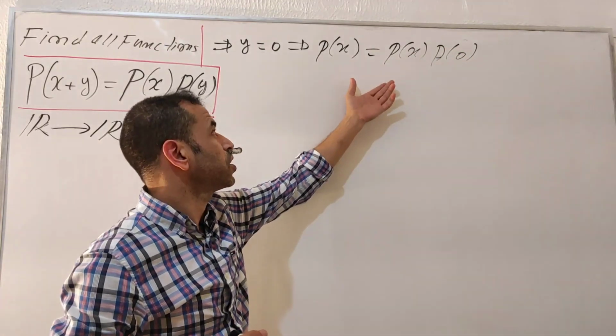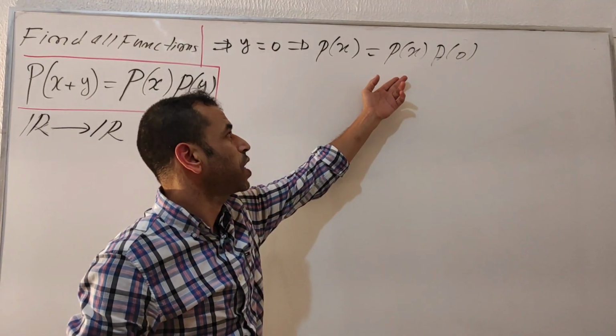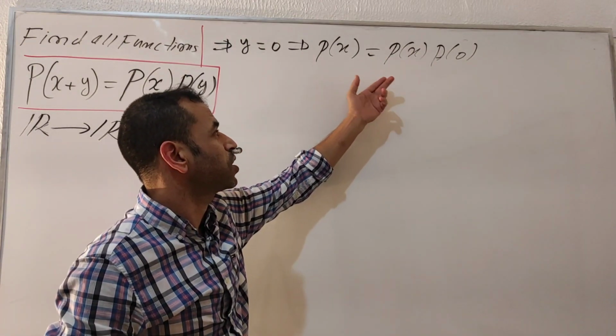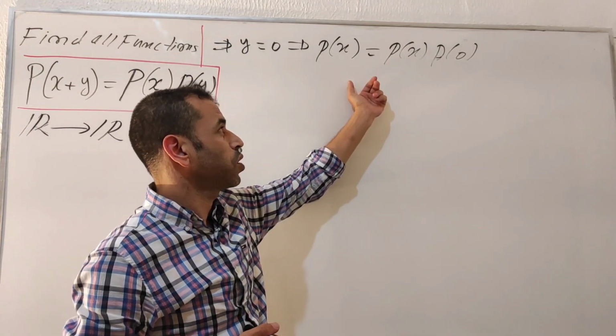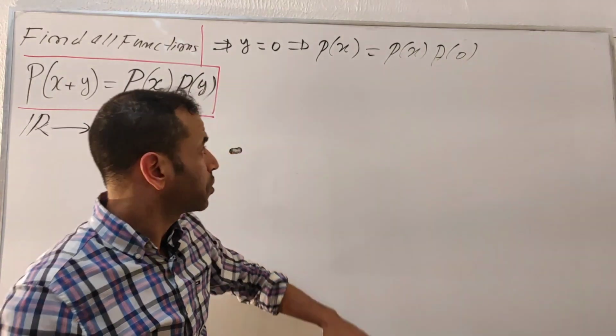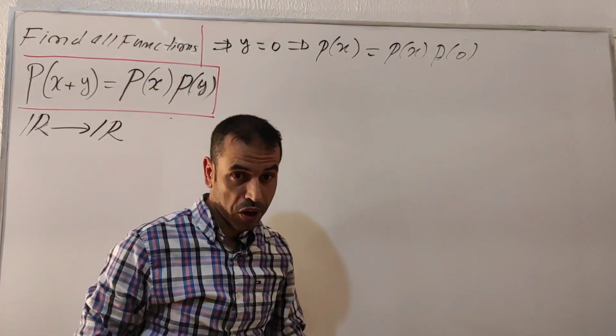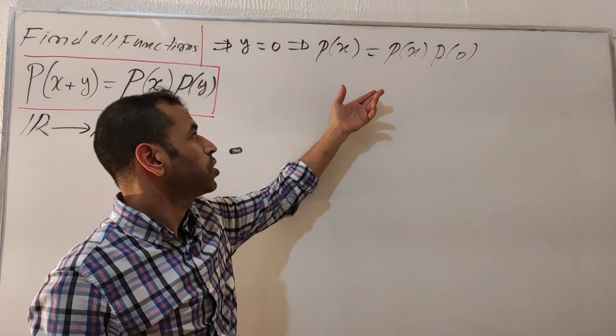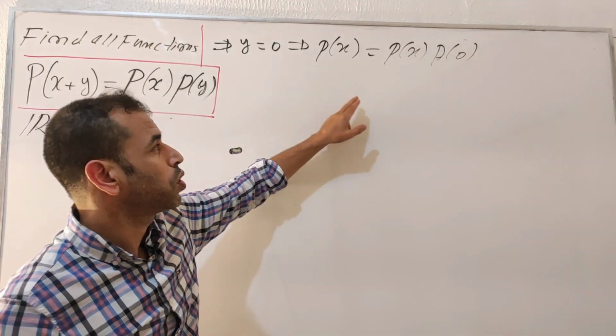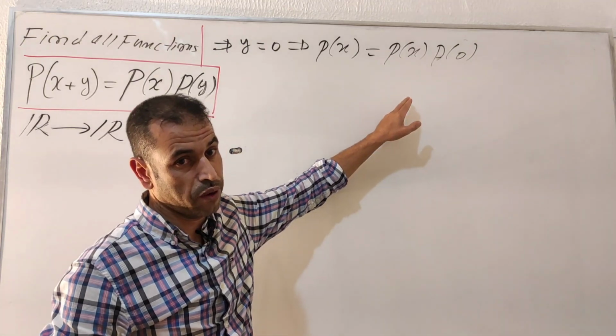The common mistake here is when you divide both sides by P of x and get rid of P of x, you say P of 0 equals 1, which is wrong. Because if P of x equals 0, we will have a problem. The worst thing here is that we are going to lose one of the solutions. Okay, this is the problem.